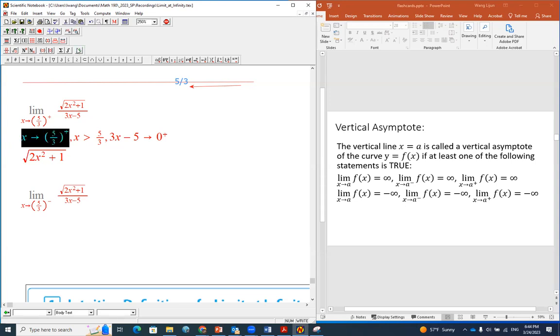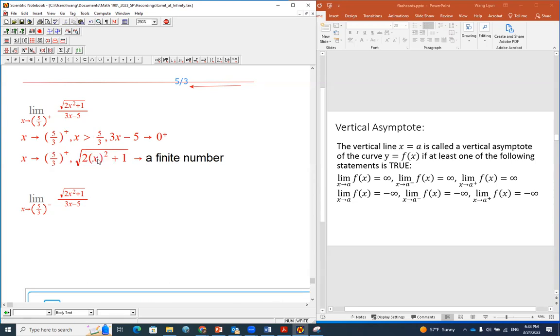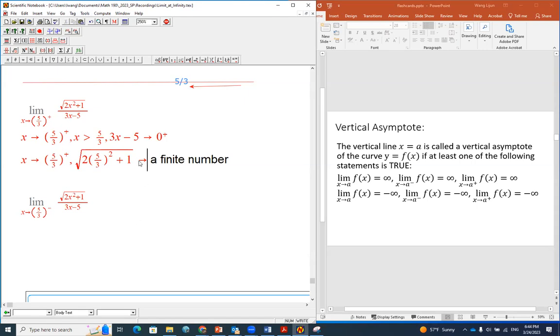As x approaches 5/3 from larger than 5/3, this is approaching a finite number, approaching a fixed number, a finite number. And you can figure out that finite number. How do you figure out that finite number? You can just plug in this number in the place, right? And you evaluate this. Okay, I just have to do it.